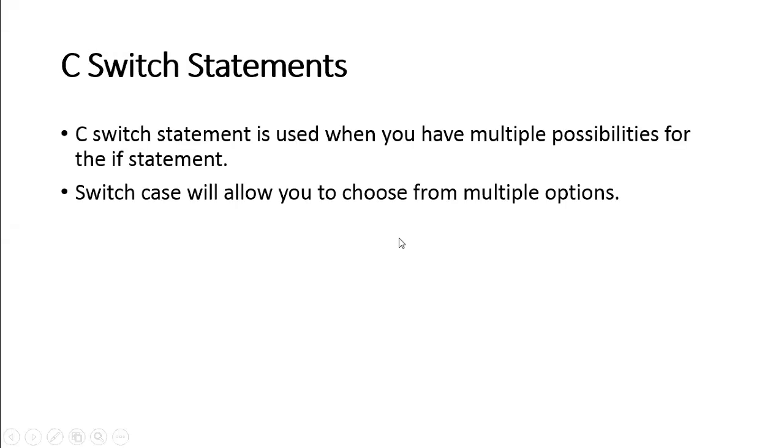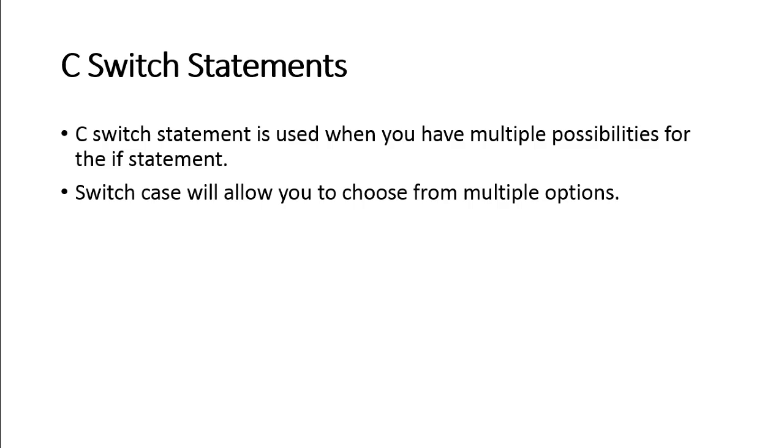Right. Next, we are going to the switch. This is also required. C switch statements are used when you have multiple possibilities for the statement. Switch case will allow you to choose from multiple options. When there are multiple options, you switch on one of them. Here it is not multiple conditions but multiple options, possibilities.